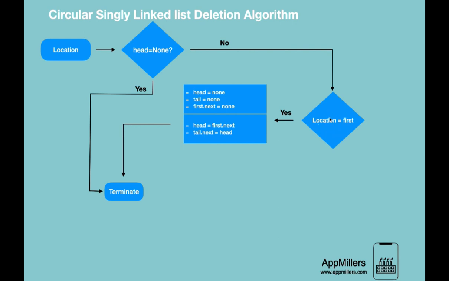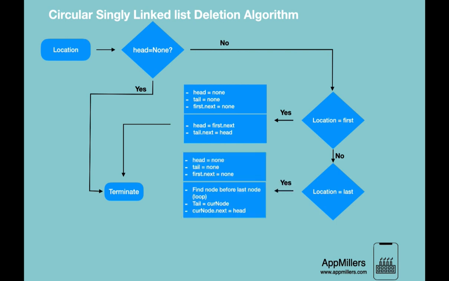Now if location is not equal to first, it equals last, then we need to delete a node from the end of the circular single linked list. In this case also, we have two cases. The first case is in which we have one node in our circular single linked list. In this case, it's similar to the case over here, so I'm not going to go into detail. Here we just need to set head, tail, and the first node's next reference to None. By doing this, the node becomes eligible for garbage collection, and garbage collection deletes it.